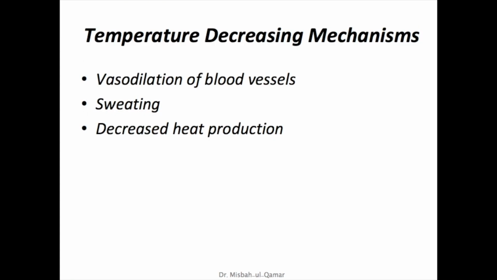First, we start with the temperature decreasing mechanisms. These mechanisms get activated when the temperature of the body is too high and the body has to lose heat. And these mechanisms include vasodilation of blood vessels, sweating, and a decrease in the heat production. Now, the vasodilation of the blood vessels is brought about by the inhibition of the sympathetic centers which are present in the posterior hypothalamus. And as I already told you, the sweating produces cooling by evaporation.